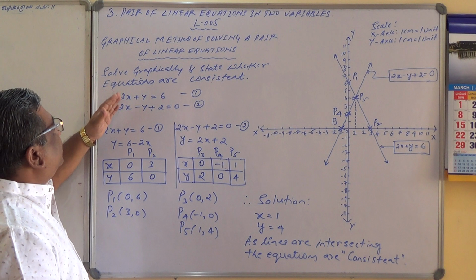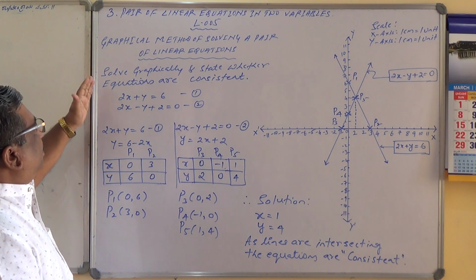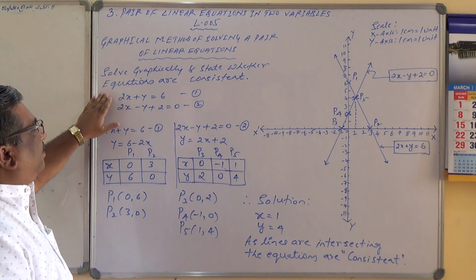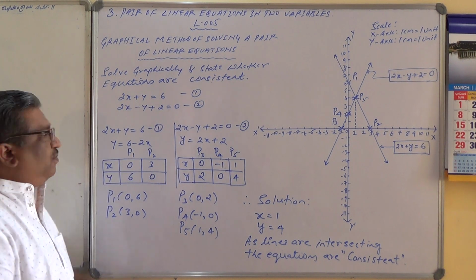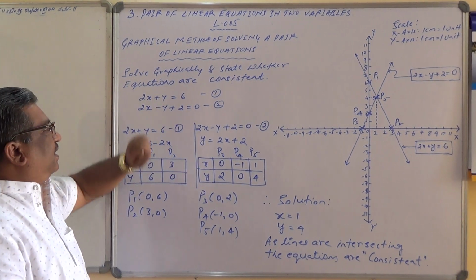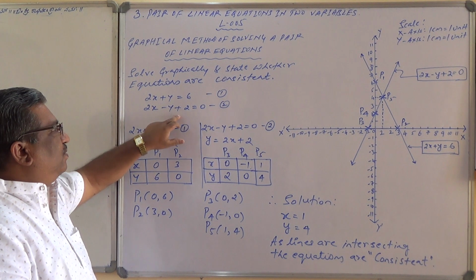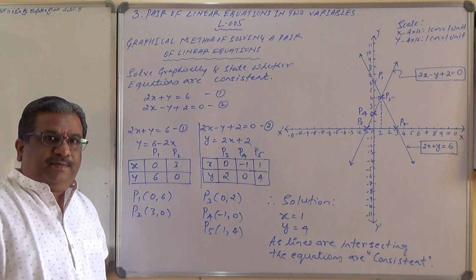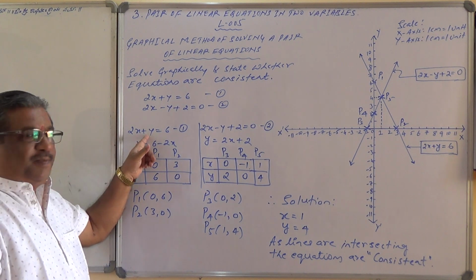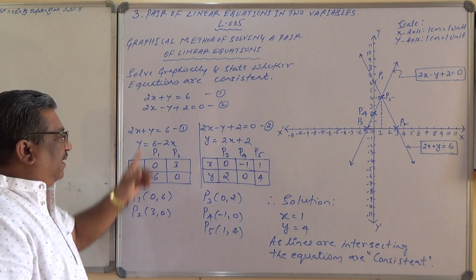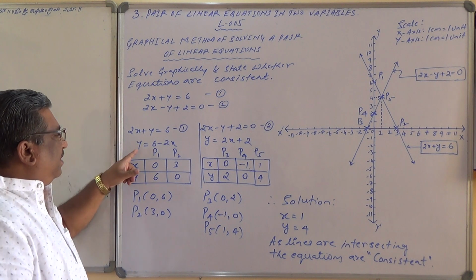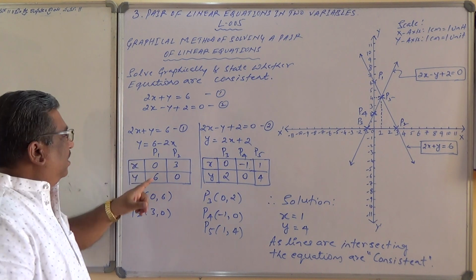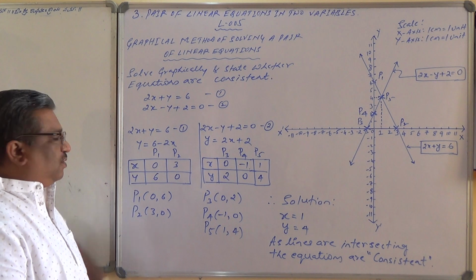The question asked over here is, solve graphically and state whether the equations are consistent. The two equations given are 2x + y = 6 and 2x - y + 2 = 0. How to plot the graph? After writing the equations, express y in terms of x. So y = 6 - 2x.